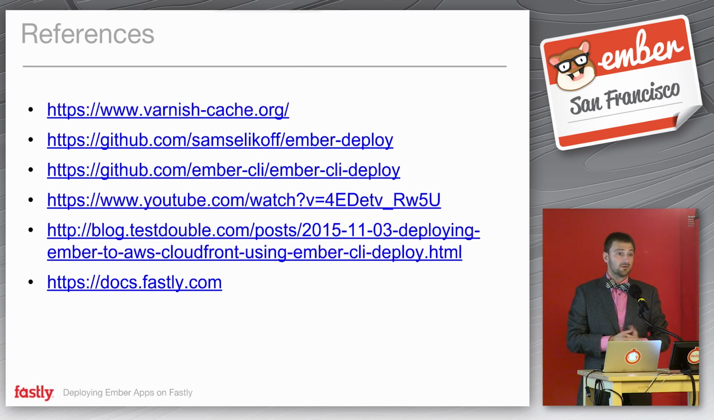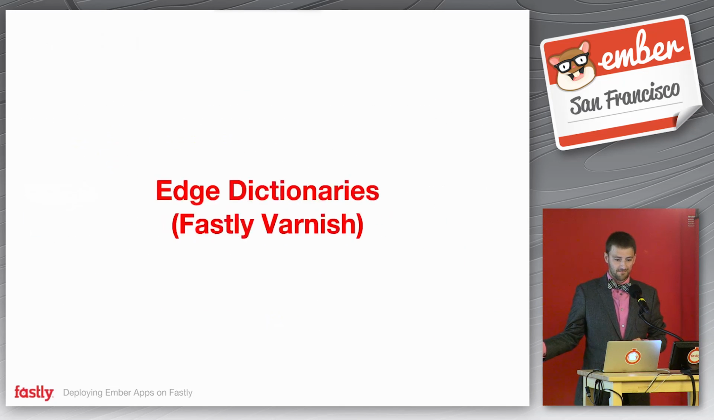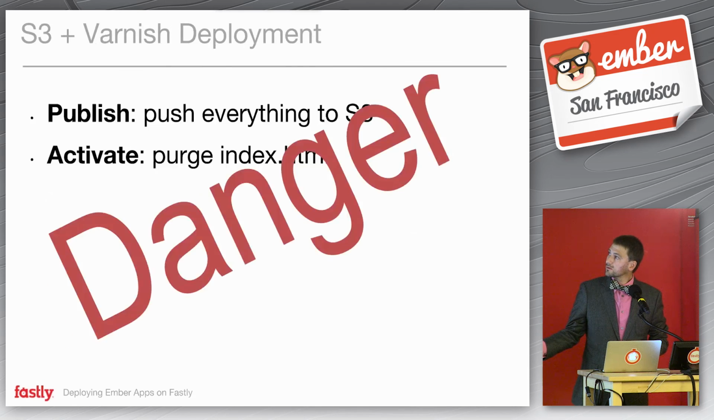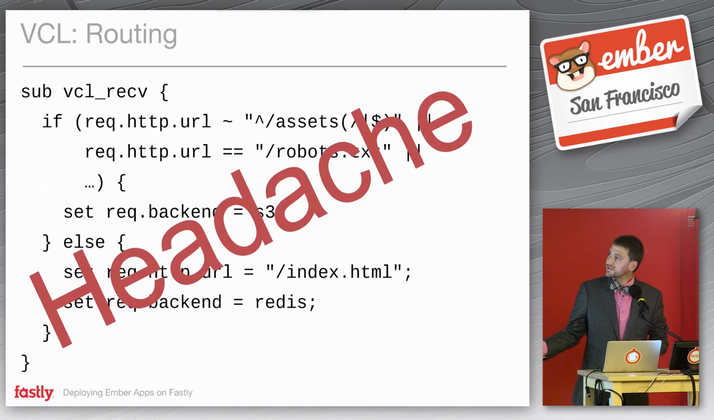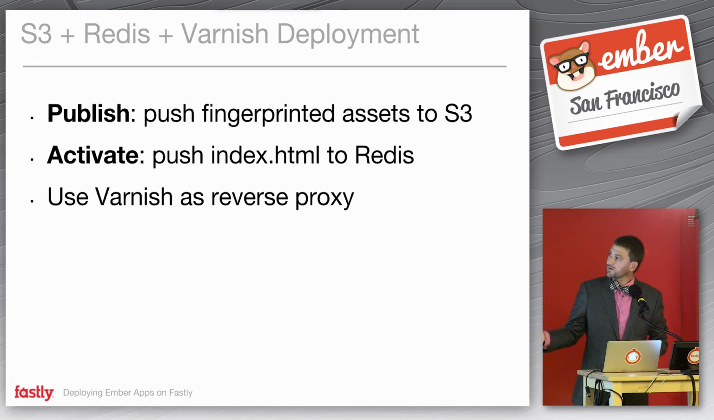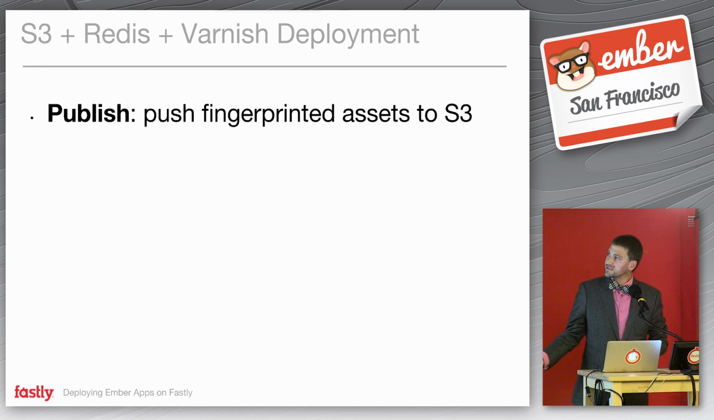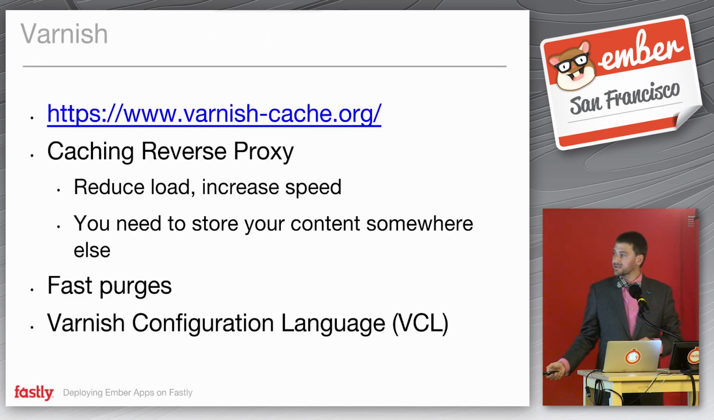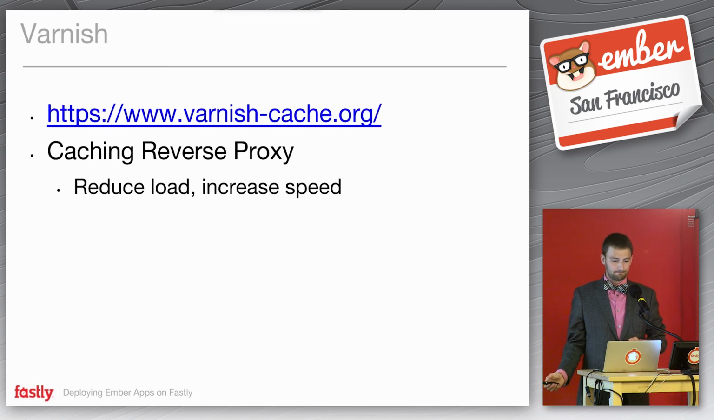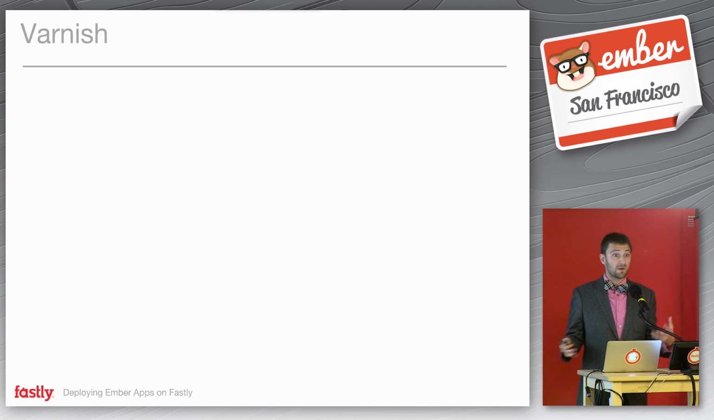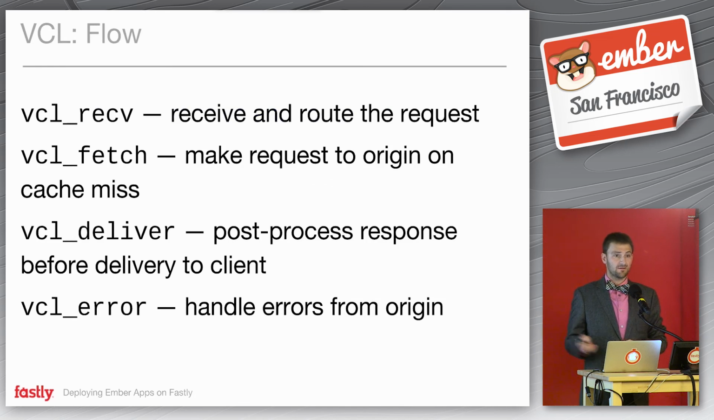CORS is all done through HTTP headers, so it's really easy to do in Varnish. I told you about the final hook. VCL deliver is for post-processing, and that's a great place to set up response headers that you want to add. So we just have a set of hard-coded response headers for that stuff.